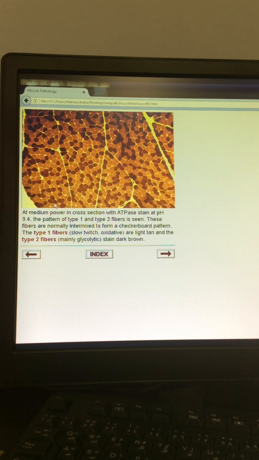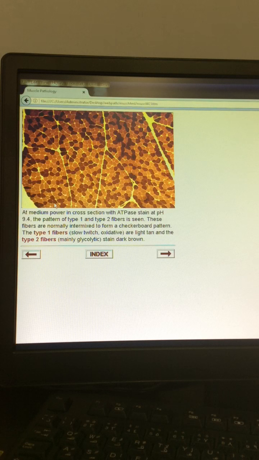Okay? Now let's come to staining them. Like the picture you see here, you can recognize that we have light muscle fibers and dark muscle fibers.